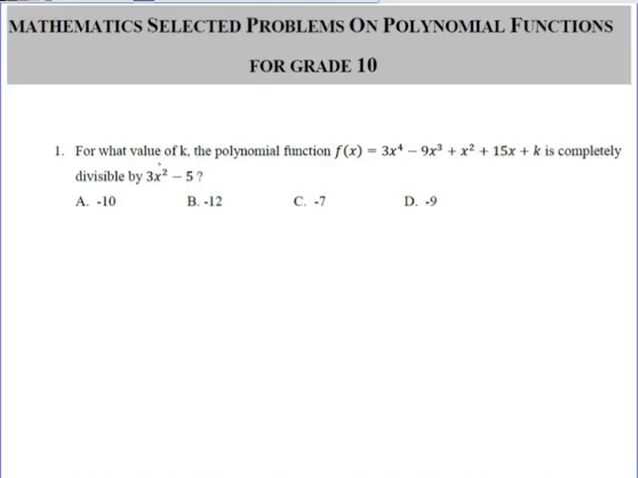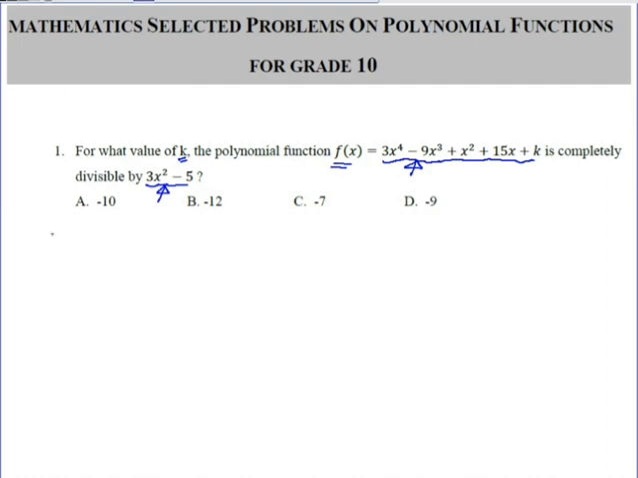For what value of k is the polynomial function 3x to the power of 4 minus 9x cubed plus x squared plus 15x plus k completely divisible by 3x squared minus 5? So the question says, what must be the value of k so that this function is completely divisible by 3x squared minus 5? If it is completely divisible, the division of these two polynomials will give 0 remainder.